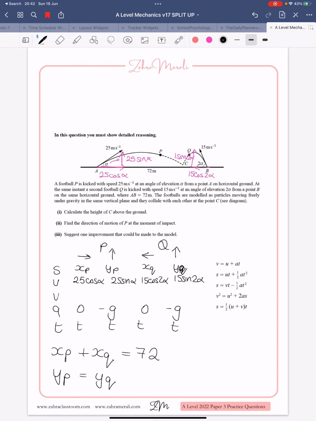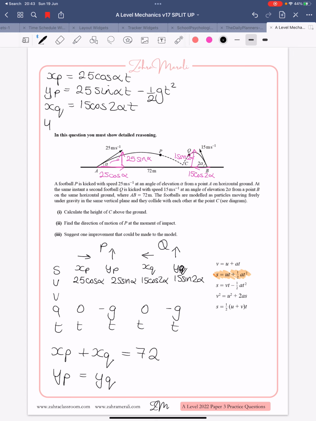So now I'm going to use my SUVAT equations, and I'm going to use this one here to get expressions for xP, xQ, yP, and yQ. xP is the easy one because a is 0, so 25 cos alpha t. yP is going to be 25 sine alpha t minus a half g t squared, because we've got ut minus a half gt squared. xQ is going to be 15 cos 2 alpha t, and yQ is going to be 15 sine 2 alpha t minus a half g t squared.